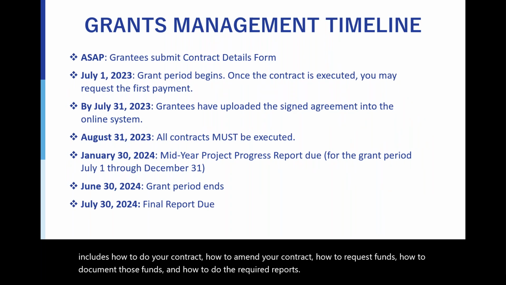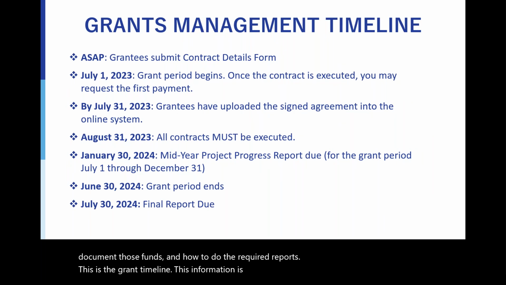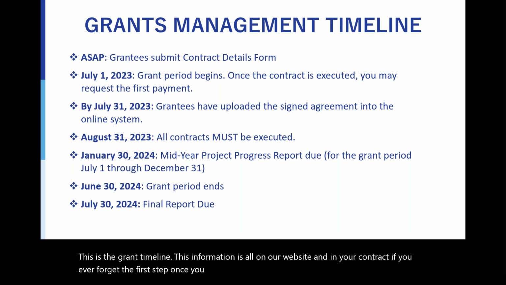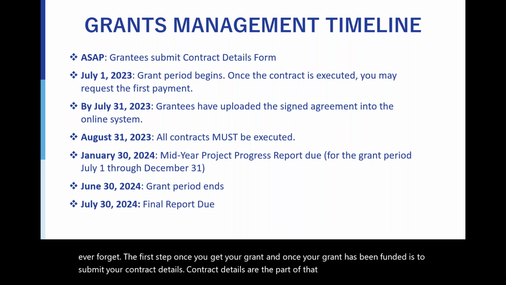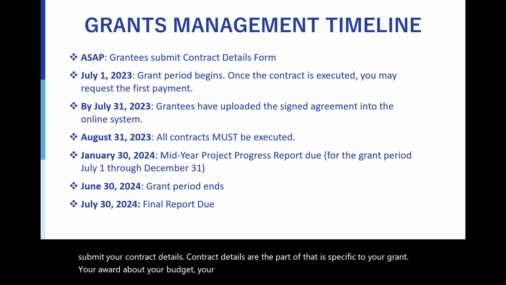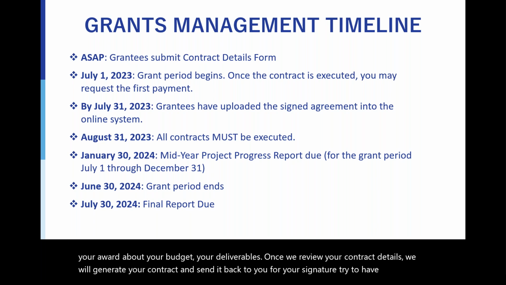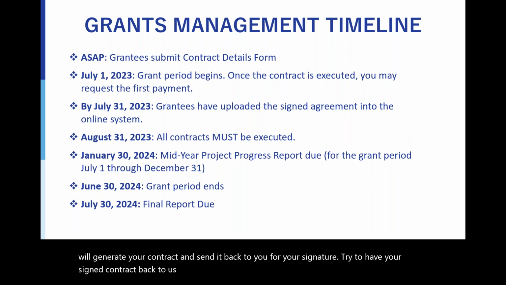This is the grant timeline. This information is all on our website and in your contract if you ever forget. The first step once you get your grant and once your grant has been funded is to submit your contract details. Contract details are the part that is specific to your grant: your award amount, your budget, your deliverables. Once we review your contract details, we will generate your contract and send it back to you for your signature. Try to have your signed contract back to us by July 31st. Once your contract is executed, you can start requesting funds.